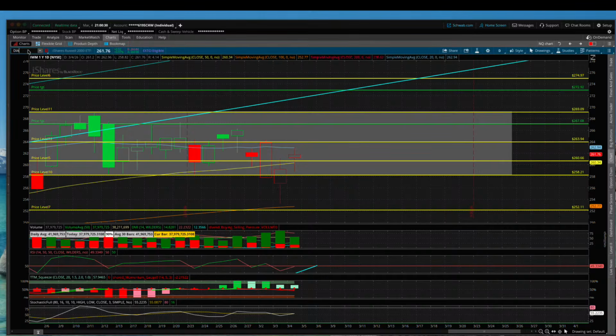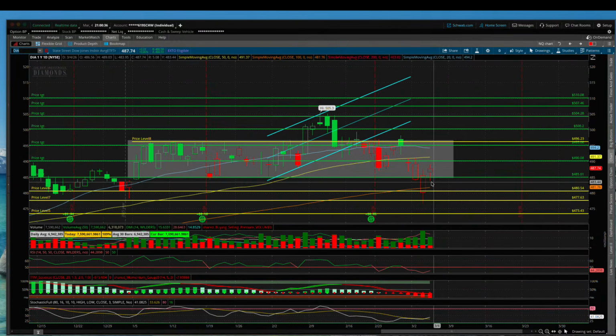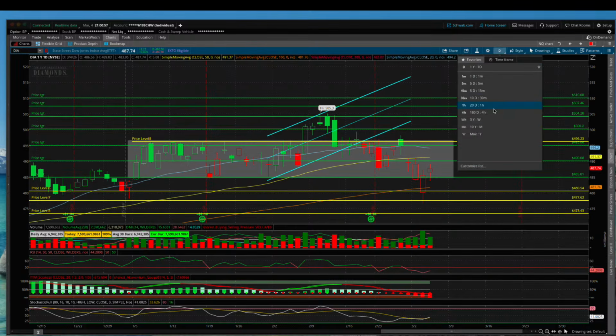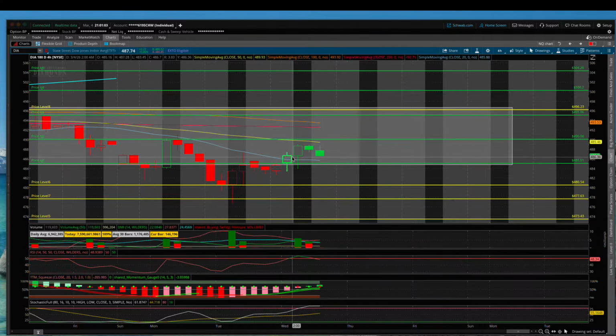Now let's check DIA. RSI below 50, squeeze. But we got big volume coming in again. We got back into this box. So we got out of the box here, we got back in the box, we got below the box here, now we got back in the box. So this one looks very similar to IWM, except it's a little stronger. Just a little stronger. But still bullish divergence.